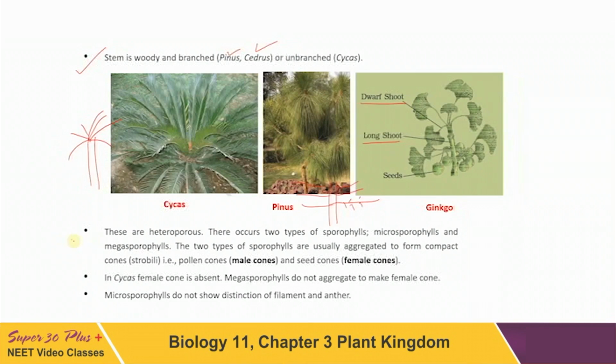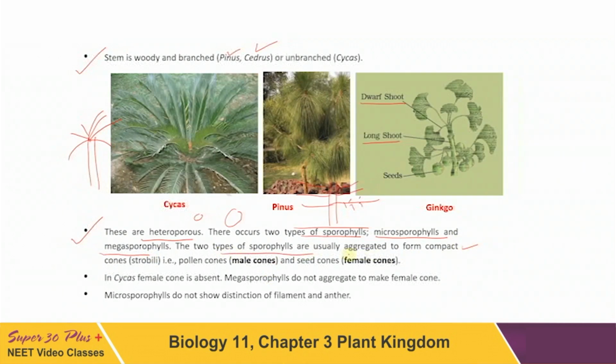Come to the reproduction in gymnosperm. These are heterosporous. Heterosporous, you know the meaning. They produce two types of spores. That is small spore known as microspore, and the bigger one is known as megaspore. Where are these spores formed? These are formed on sporophyll, the vegetative leaf that becomes a reproductive leaf, and is known as sporophyll. The microsporophyll and the megasporophyll. Two types of sporophylls, very important point this is.